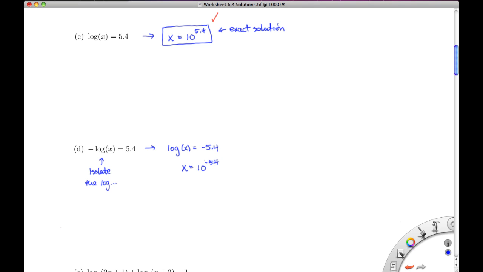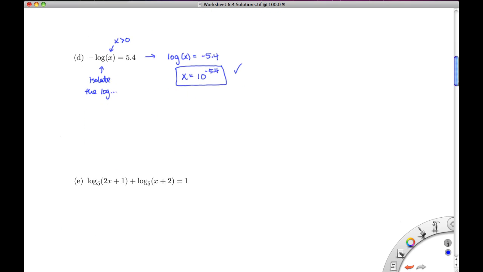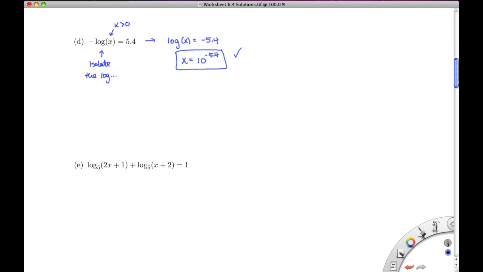And this is a very small positive number, but it's a positive number. So this would work out if we did substitute it back into our equation, because here our only restriction is that x would have to be strictly greater than 0. So that checks out.